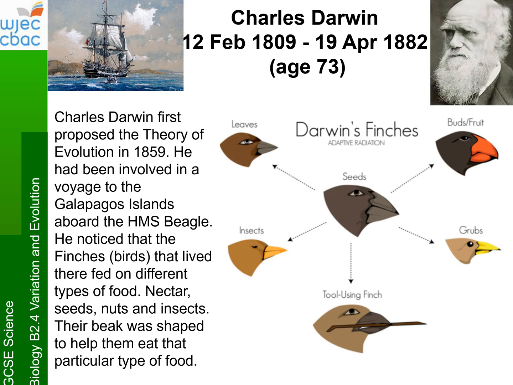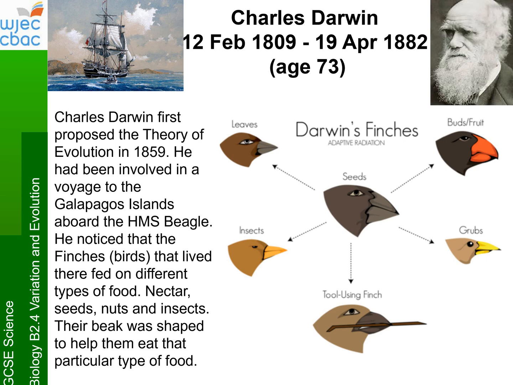He'd been involved then in not just one voyage but several voyages to the Galapagos Islands aboard HMS Beagle, and when he got there he noticed that the finches, a breed of bird that lived there, fed on different types of food. The Galapagos is a series of islands, what we call an archipelago. On each island, when he moved between them, he noticed that the birds had several differences. They were all finches, but they had differences, particularly in their beak shape. And their beak shape seemed to be suited to help them eat a particular type of food that was found on that island.